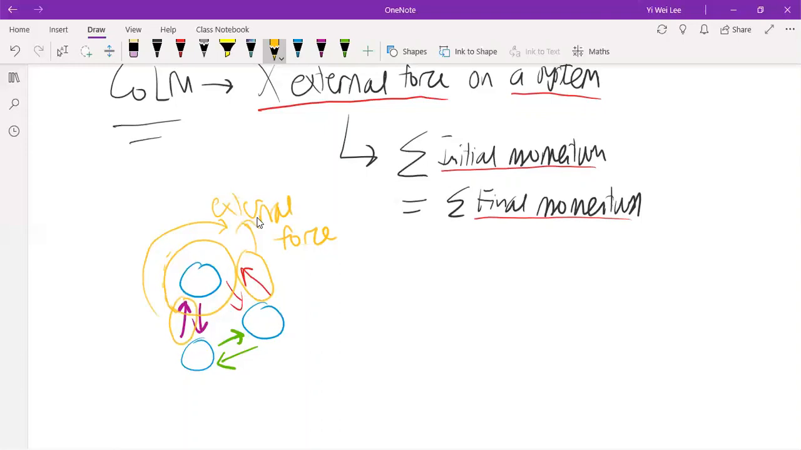Now, you might wonder, how about this purple color one? Why don't we assume these to be external force? Because these 2 forces are caused by something from within the system itself. Let me be very clear. Of course, within these 2 interactions, this particle experiences force from this particle, and due to action-reaction pair, this particle also experiences force from this particle. However, if we are only concerned about this system, only these circled forces are considered to be external force because they are caused by a particle which is outside of the system.